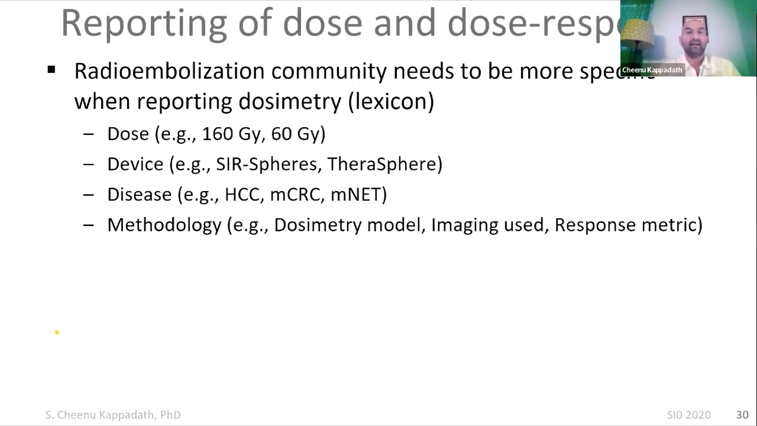So this goes back to the radioembolizing community, all of us, we really need to be more specific when we report dosimetry. We really need to develop a lexicon, that's what I would argue for. We really should be not just saying I treated to 60 gray, but we need to say I treated to 60 gray using a device, what disease, and which dosimetry model I used for the calculation. All of these things are needed to precisely characterize that statement.